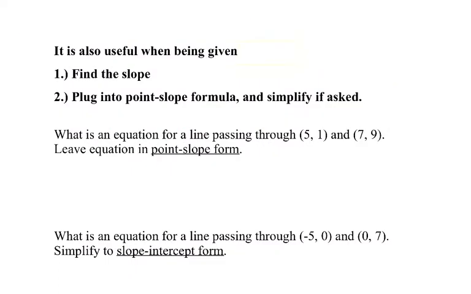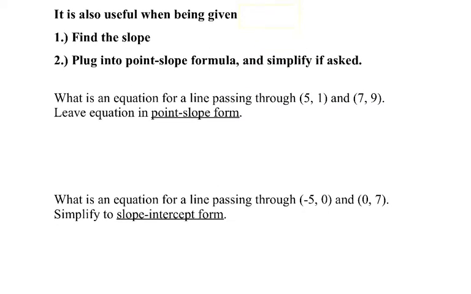All right, looking at our next questions here. It says it's also useful when being given 2 points. That is the second time when point slope form is very useful. If we're given 2 points, our first step would be to find the slope since we're not given it. And remember, our equation for slope is y2 minus y1 divided by x2 minus x1. We're going to then plug it into our point slope formula and simplify if we're asked to.